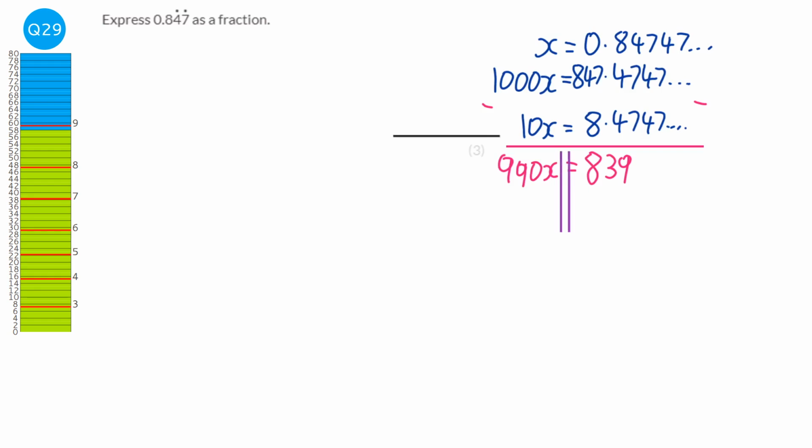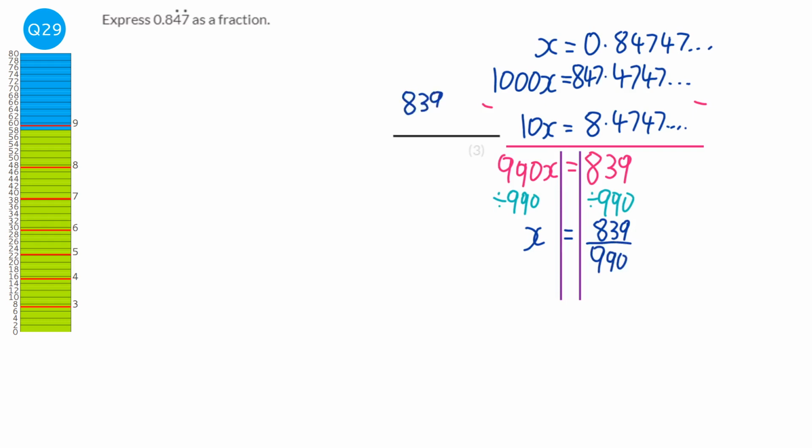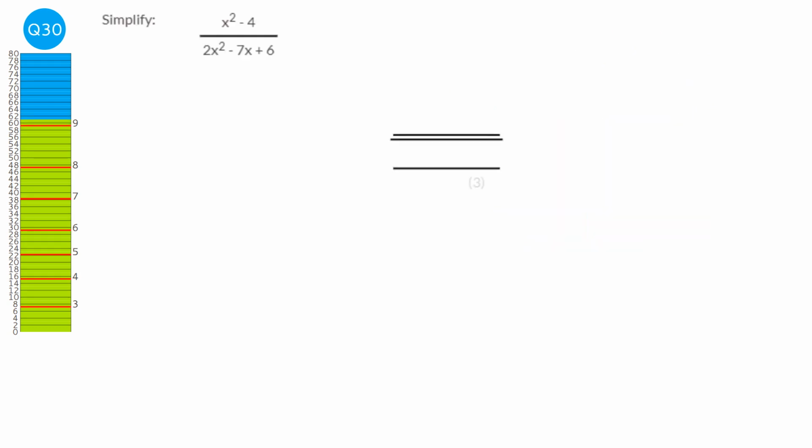And now I'm just going to put my lines in. And so what I'm going to do now is just divide both sides by 990. And so on the left hand side we've got x, and on the right hand side we have 839 divided by, or over, 990. So as a fraction it's going to be 839 over 990.